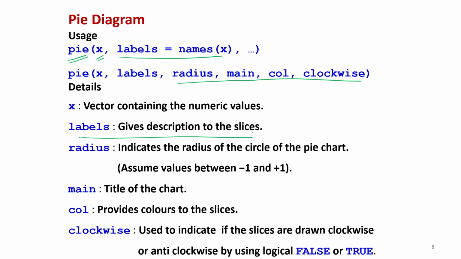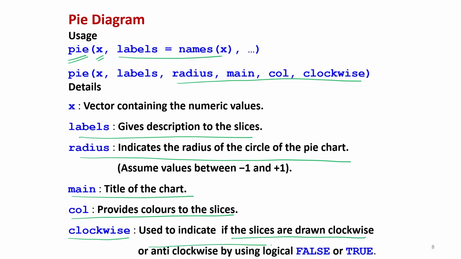So labels will give you the description of the slices. Radius will indicate the radius of the circle of the pie chart. Main will give the title of the chart, as you remember, in the bar plot also we use the same command. Col will give you the colors to the slices, and you can recall that in the bar plot also we have used the same command. And clockwise is equal to true or false, that's a logical variable. It will give you the option of whether the slices are drawn clockwise or anti-clockwise. So if you use clockwise is equal to false, then that is actually the default, then the slices will be plotted clockwise, and if true, then anti-clockwise.